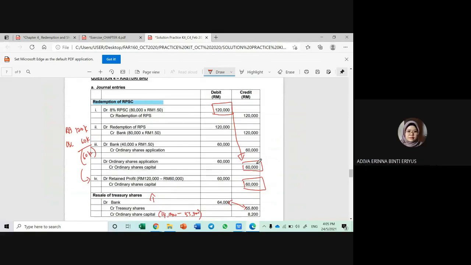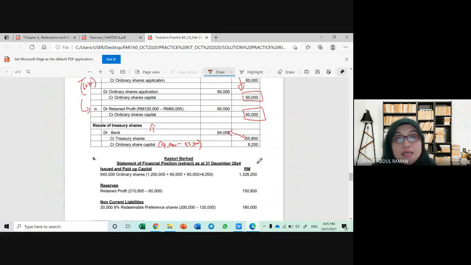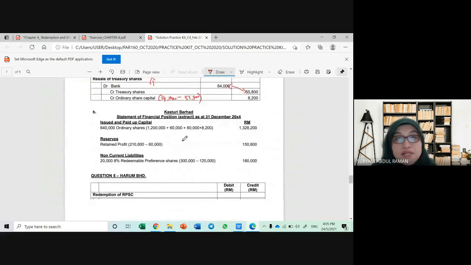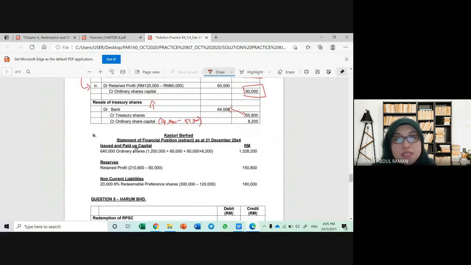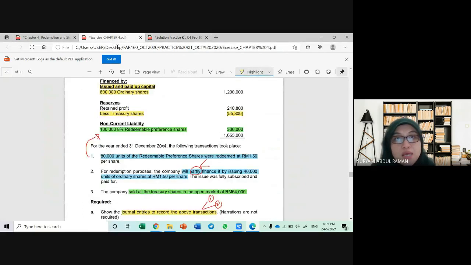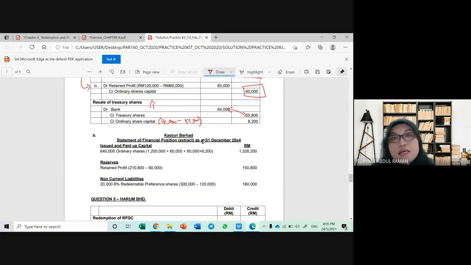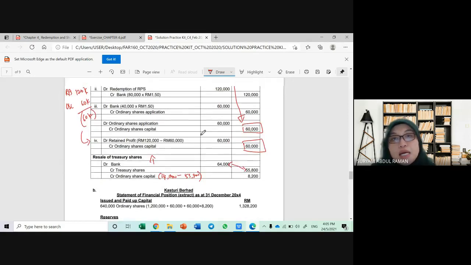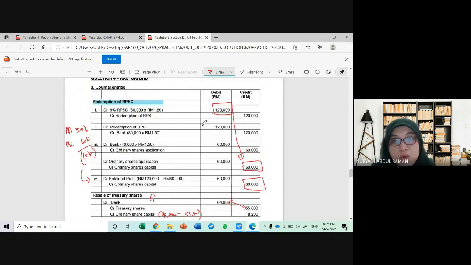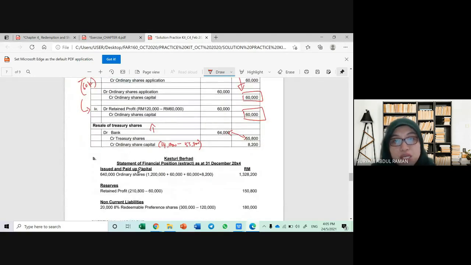Yes, madam. Okay. Next, the last part is to prepare the statement of financial position. So as usual, refer back to our last discussion. What we need to do is redo this statement of financial position, but our focus is only the equity and liability section. So we take this original value and amend it accordingly, based on our journal entry just now. So we start with the ordinary share capital.